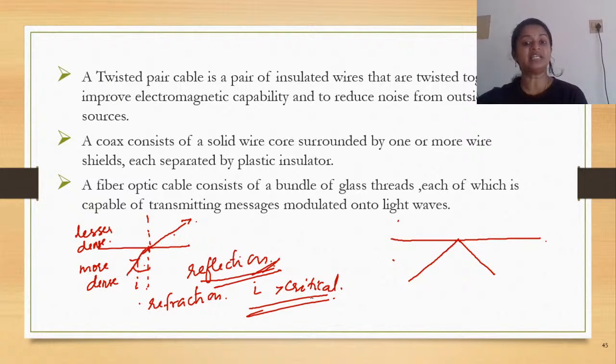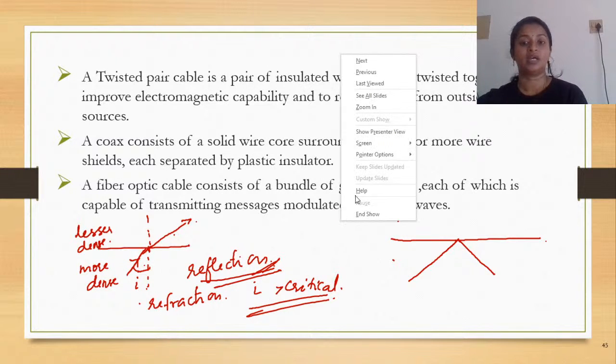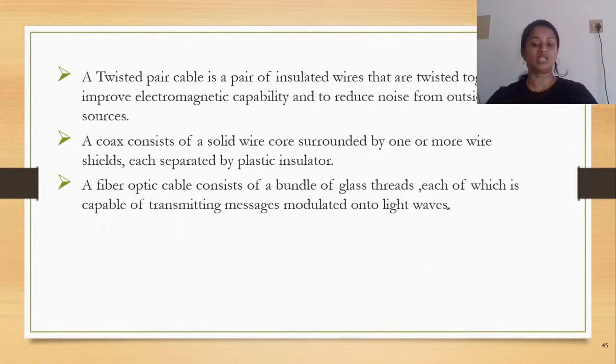It is this property that is exploited by the fiber optic cable. If you are trying to take a Wi-Fi installation or a broadband connection at your homes, everywhere service providers are using OFC, or optical fiber cable. This is the shorthand form they use. So these are the details with respect to twisted pair, coaxial and fiber optic cable.